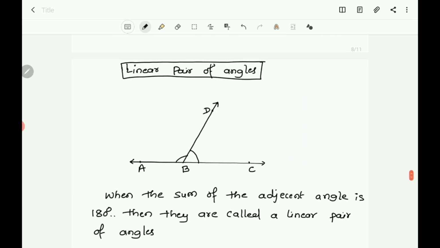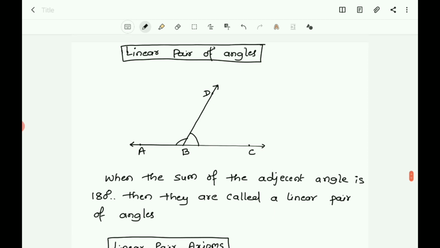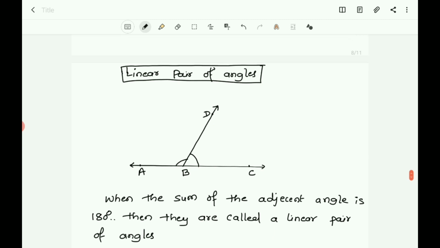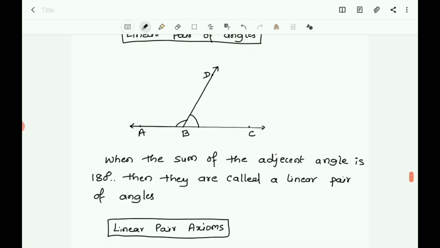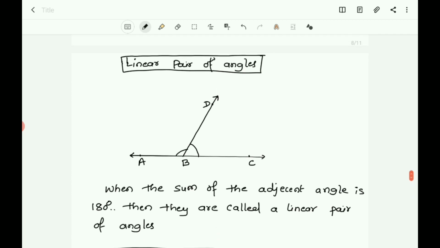Next, that is the linear pair of angles. Here is one more special pair of adjacent angles. Angle ABD and angle CBD are adjacent angles. Why are they adjacent angles? Because they have a common vertex B and a common arm BD. So they are adjacent angles.